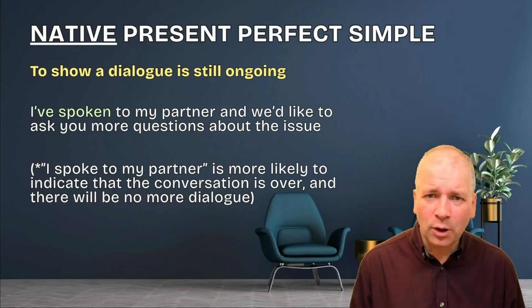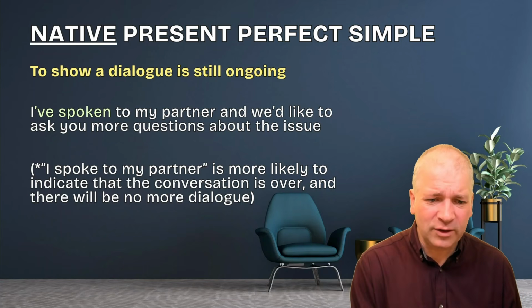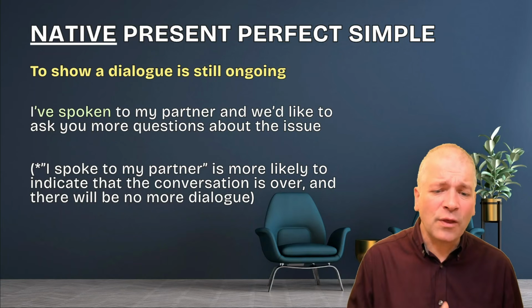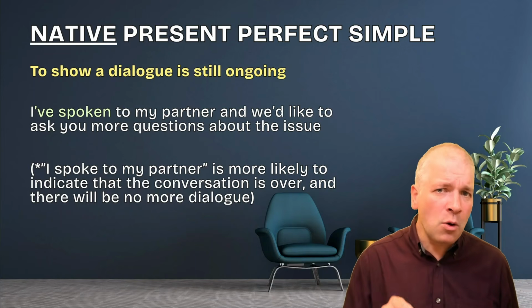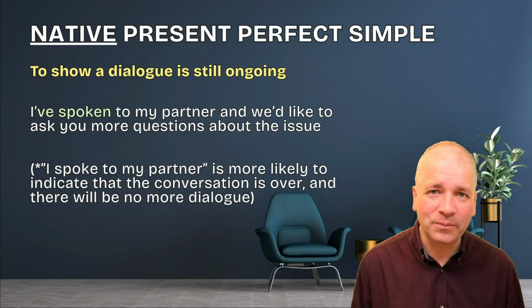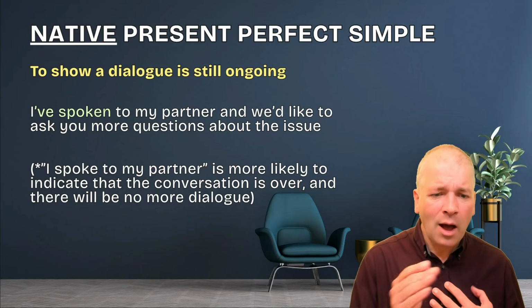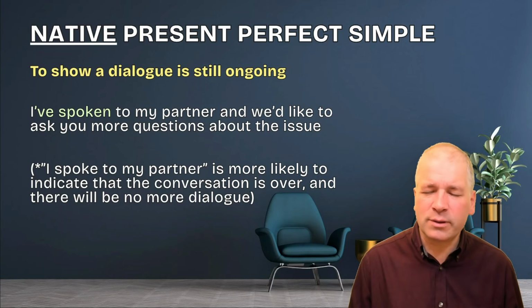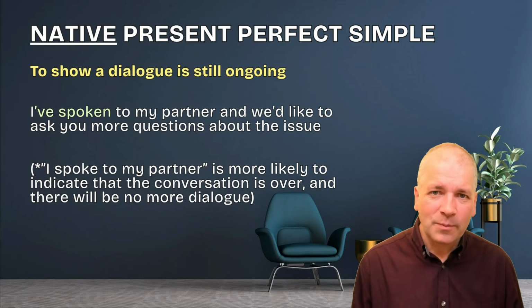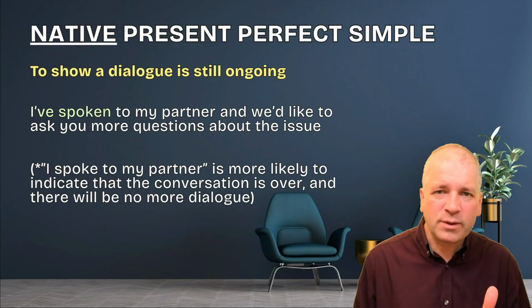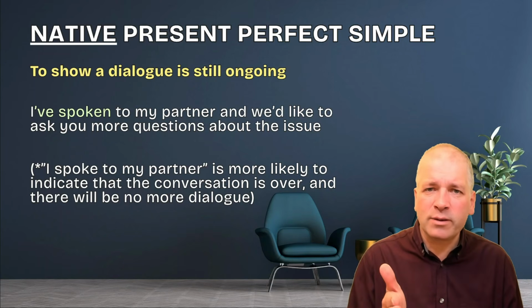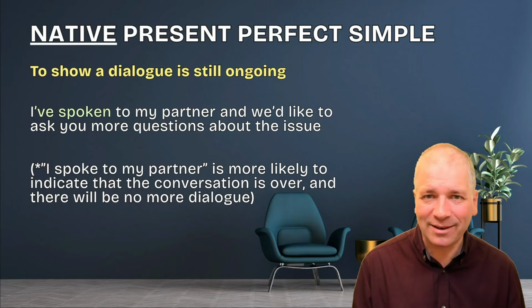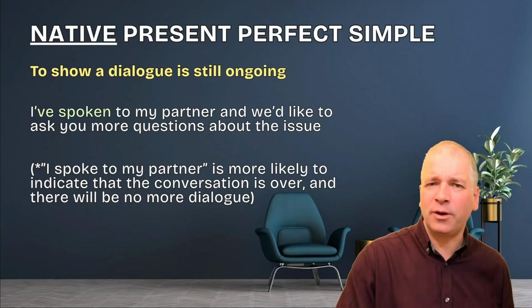With the past simple, we use it for a finished activity in the past. So if I say I spoke to my partner, this is more likely to indicate that the conversation is over and there will be no more dialogue, no more conversation. It's finished. But if I say I've spoken to my partner and would like to ask you more questions about the issue, saying I've spoken means I'm bringing this past conversation into the present. In other words, the conversation is still open. It's still ongoing. There could be more to be added yet. So look at that distinction between the present perfect and past simple here.